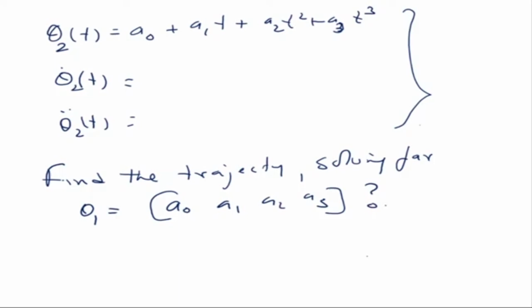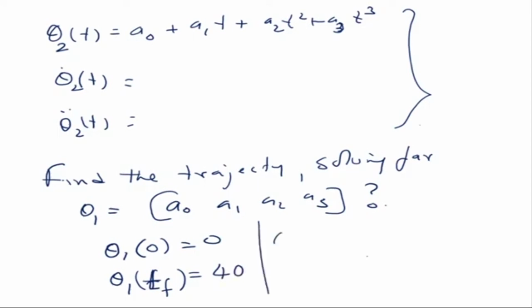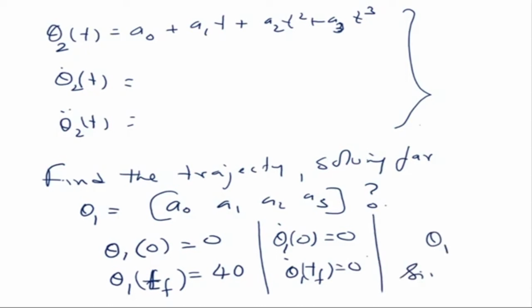Okay, so given initial values, at time 0 theta 1 equals 0, the position is 0. At final time tf, it will be at some location, let's say 40 degrees, just for example. And the velocity theta 1 dot at 0 is equal to 0, and theta 1 dot at final time is also equal to 0. So this is one set of constraints for finding theta 1. Similarly, we can also find theta 2. For theta 2 also, by putting in these constraints, we can find the coefficients a0, a1, a2 and a3.